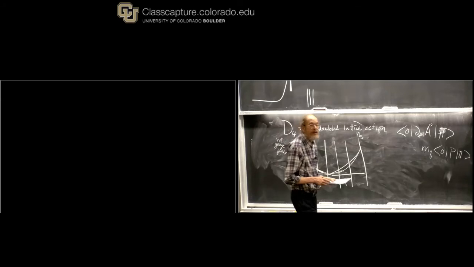And these are what are called domain wall fermions, okay? So they are edge states. Your chiral fermions are edge states. Yes, sir?